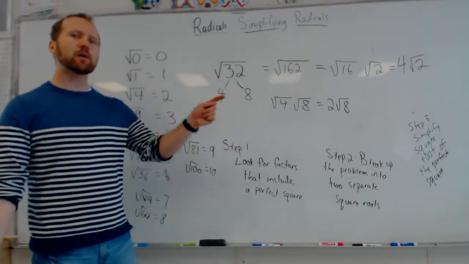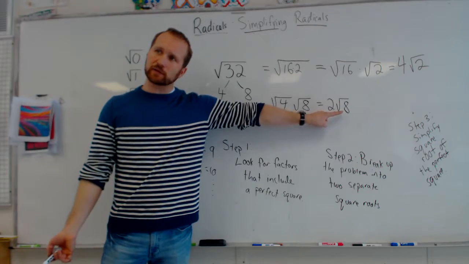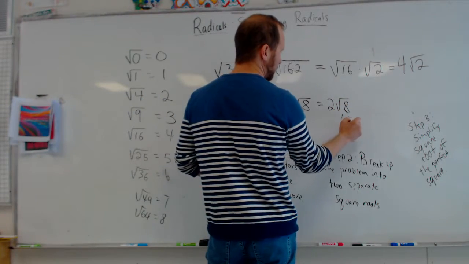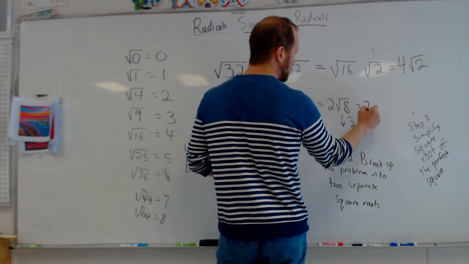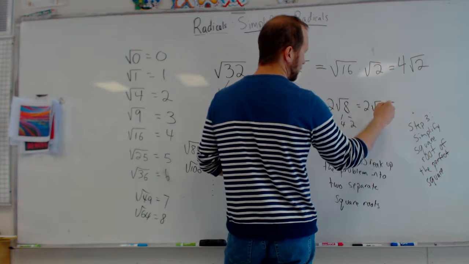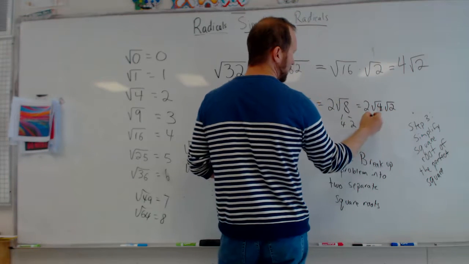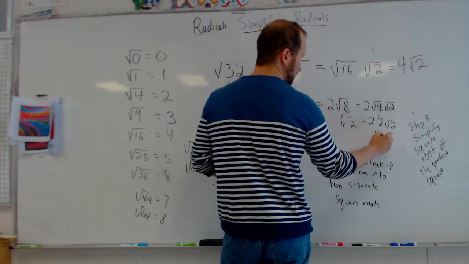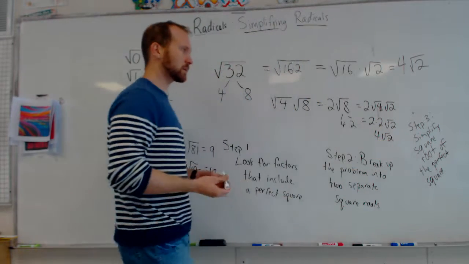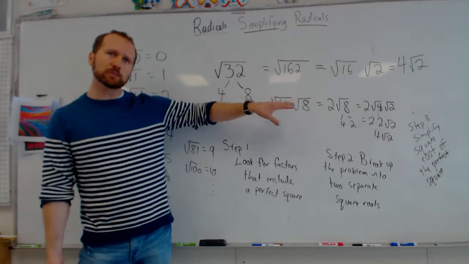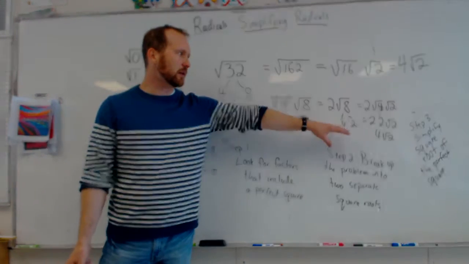But then I have to say, oh, 8 also has a perfect square. So 8 is actually 4 times 2. So now I've got 2 times the square root of 2 times the square root of 2, which is 2 times 2 times the square root of 2, which is 4 times the square root of 2. So sometimes you might have multiple steps to get to your final answer.